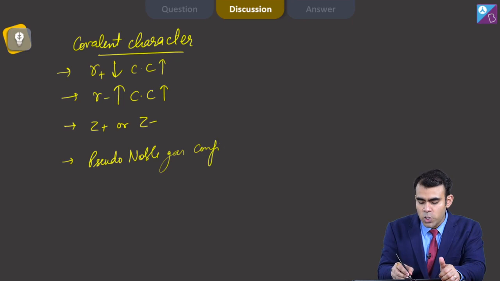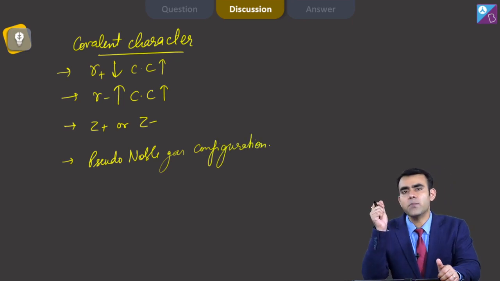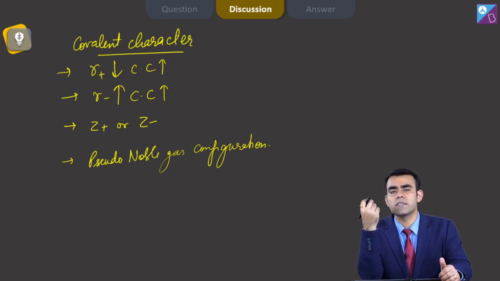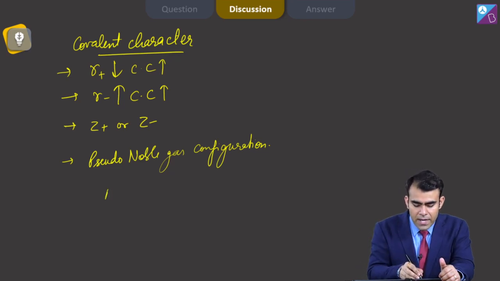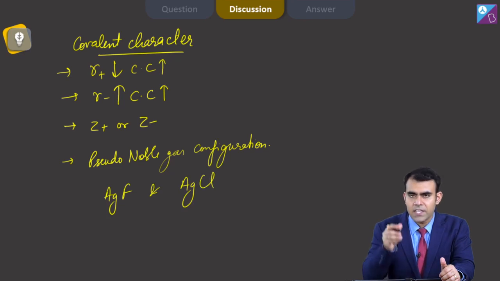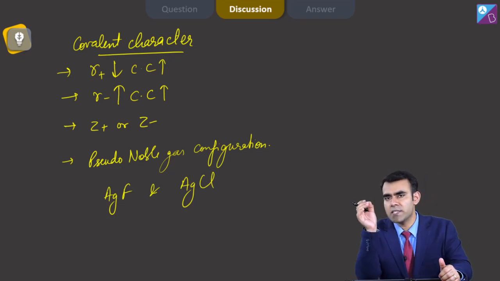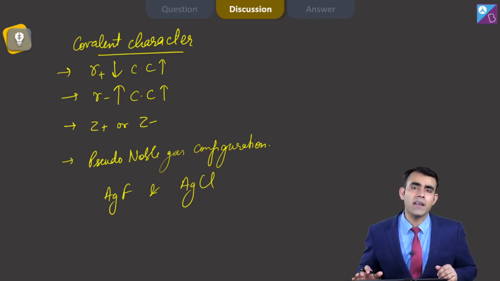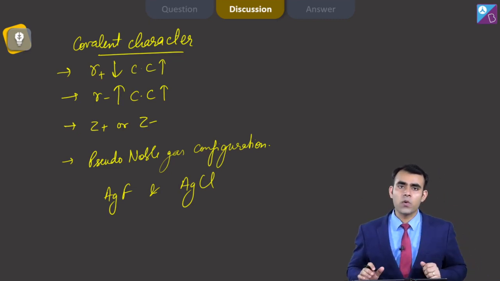Now if we have pseudo noble gas configuration, then they also have higher polarizing power than noble gas configuration elements, and that's why greater covalent character. Now here we are comparing AgF and AgCl. In AgF and AgCl, Ag plus is the same in both cases. It means we have to do this question with the help of the anion. And here we have fluoride and chloride.